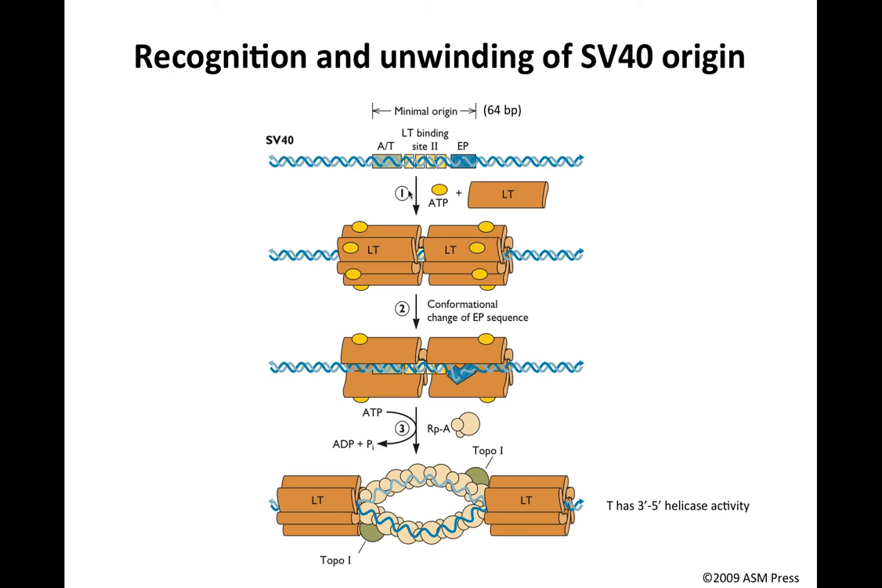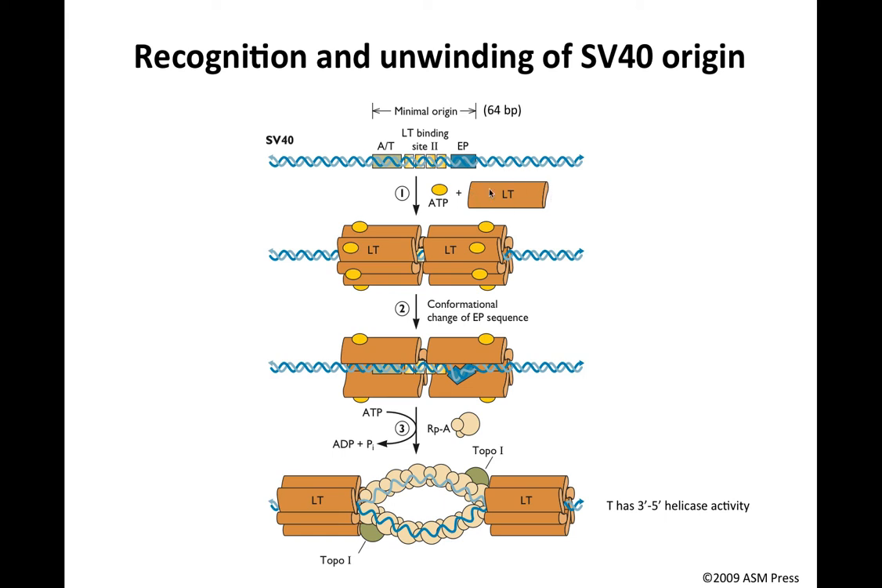SV40 requires the synthesis of one protein to initiate viral DNA synthesis. The virus gets into the cell. The genome gets in the nucleus. mRNAs are made from the viral genome, and one of those is translated in the cytoplasm to form a protein called large T, or LT, or just capital T. You'll see it identified in a couple of ways throughout this week. And here's one molecule of LT, if you will.